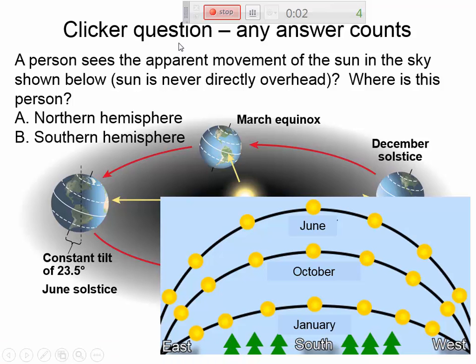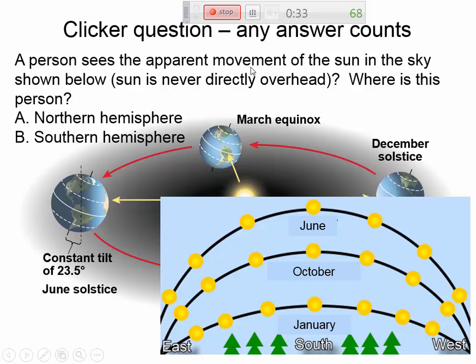If you understand the movements of the Earth around the sun and how the tilt affects the apparent position of the sun in the sky, then hopefully this will make sense to you. So here's the problem I'd like you to consider for this clicker question. A person sees the apparent movement of the sun in the sky shown below, meaning this figure in the lower right-hand side. And so here's the figure we were looking at before, which is slightly obscured, but just to remind you of what we were talking about.